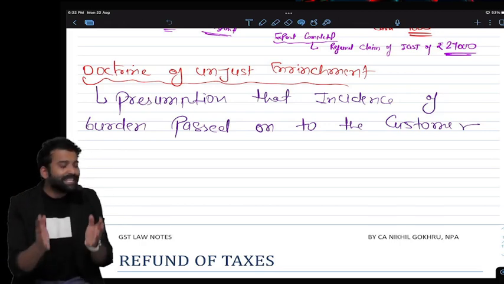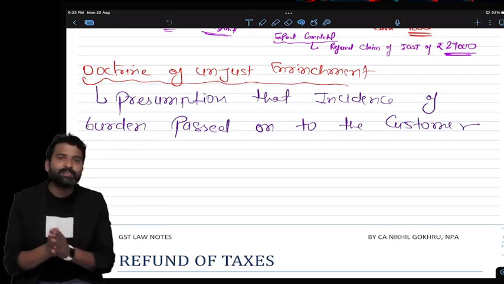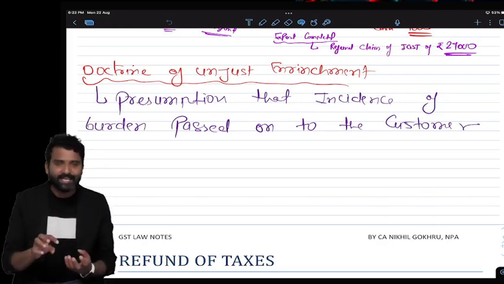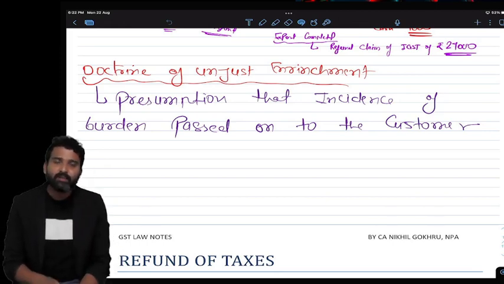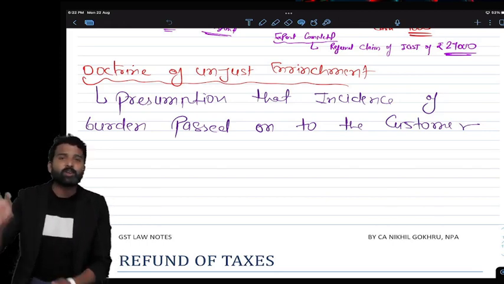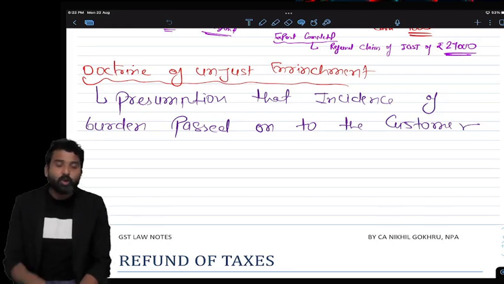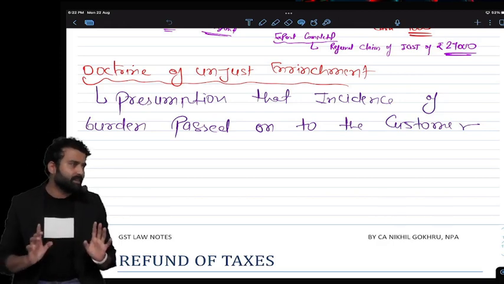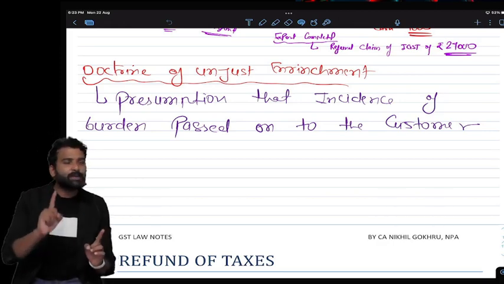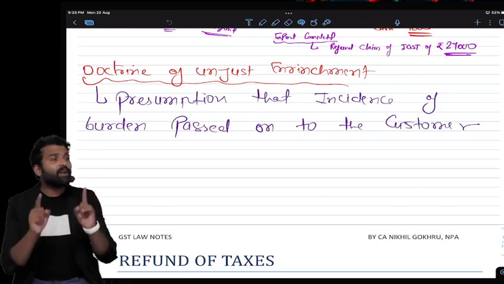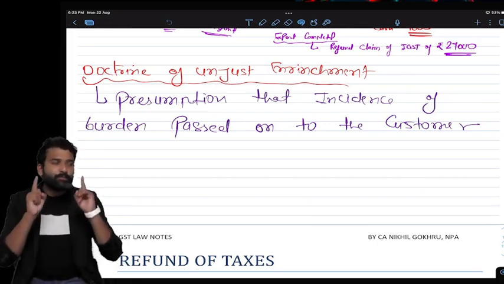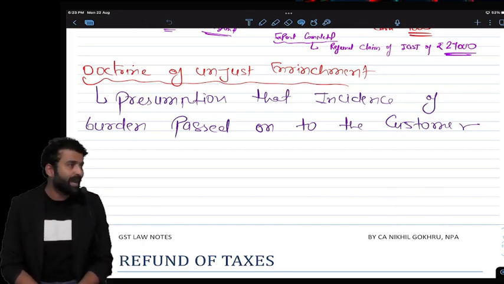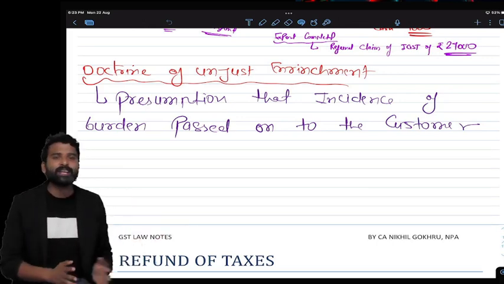Okay, so in indirect taxes, the doctrine of unjust enrichment is applied in such a manner that they will presume that it's an indirect tax. So if you paid the tax to the government, we will assume that the incidence or the burden is already passed on to the customer. So the doctrine of unjust enrichment says that in indirect taxes there is always a presumption. What is the presumption? That the burden has been passed on to the customer. So they will not allow you any refund if you are not able to prove that I have not passed on the incidence or the burden of the tax to the customer.